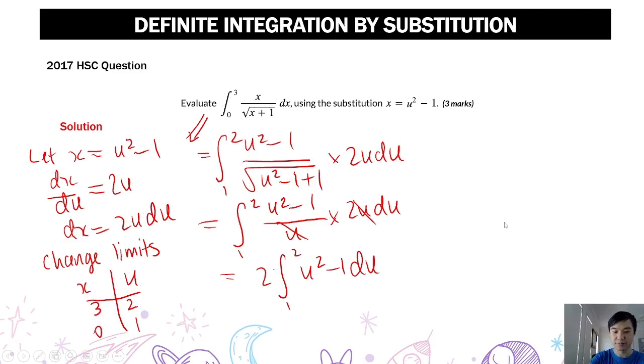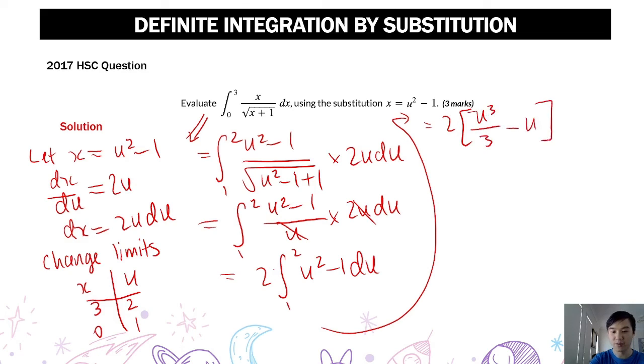So this will become 2, and when I integrate, it will be u to the power of 3 over 3 minus u, from 1 to 2. I'll just plug in the limits now, and remember to be really careful when you do that. 8 over 3 minus 2, and don't forget to keep everything in brackets. So it will be minus 1 over 3 minus 1, like that.